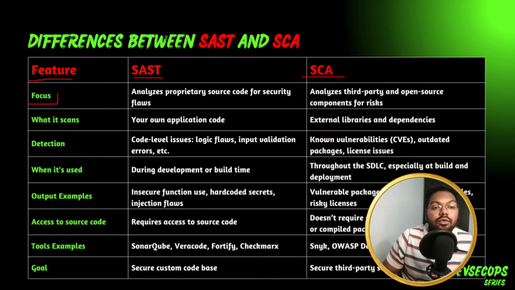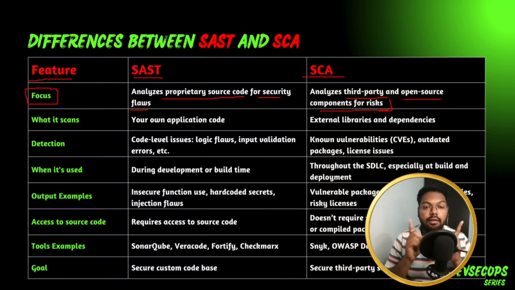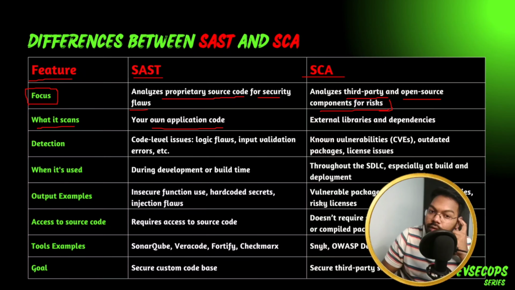What does each tool focus on? SAST tools focus on proprietary source code for security flaws. It would check the code base and then find vulnerabilities in it. Now SCA analyzes third party tools or open source components for risks that are available. So you get the difference between both of them. One is looking at code, one is looking at the libraries that you are using. That's the difference.